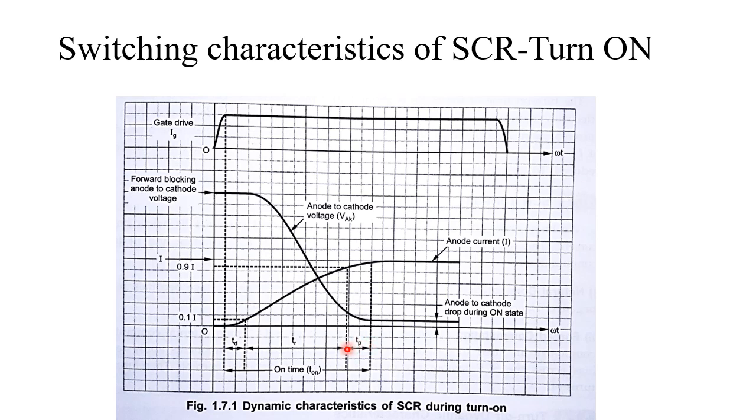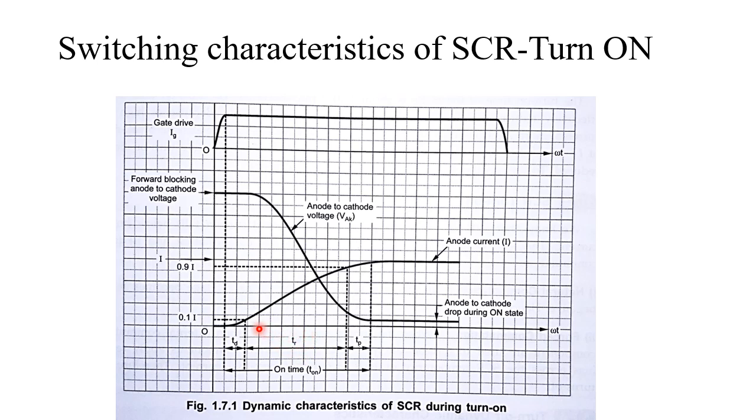So the total time taken for the SCR to turn on is equal to the addition of delay time, rise time and spread time. Delay time is the time at which the anode current rises slowly. But you can see the voltage, there is no drop in the voltage, it remains same. And the next one is the rise time.